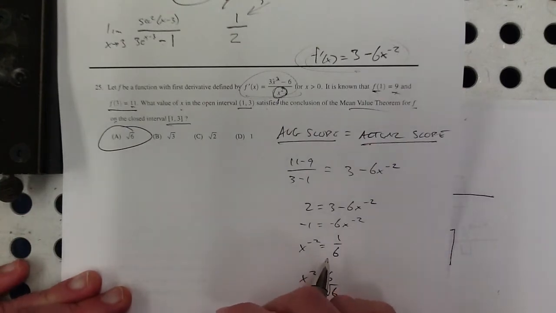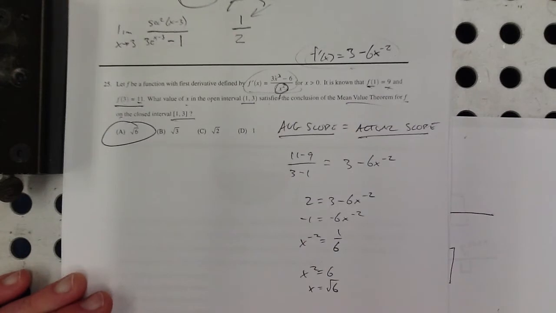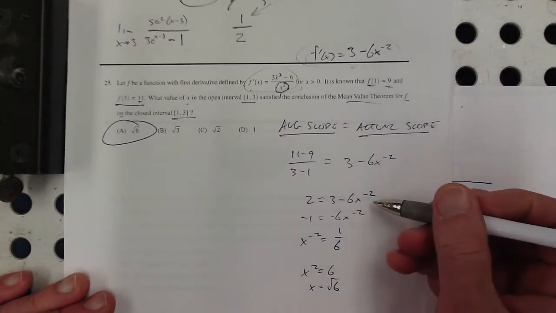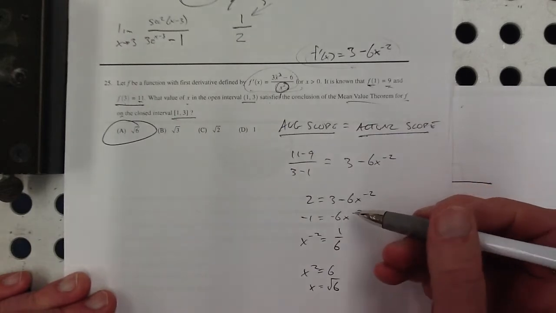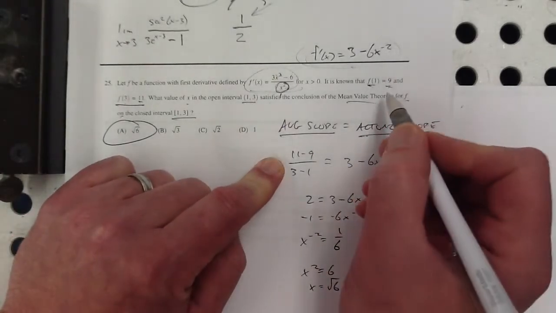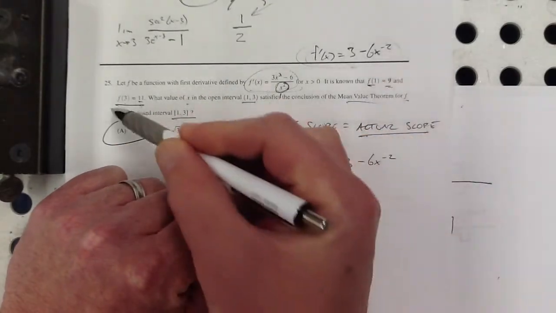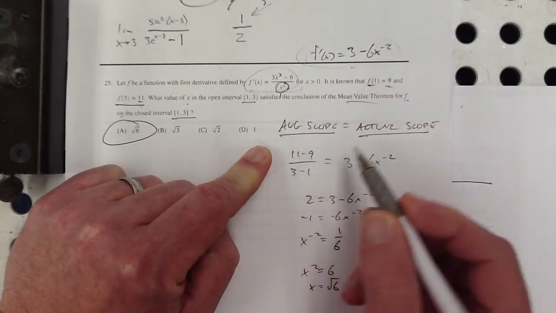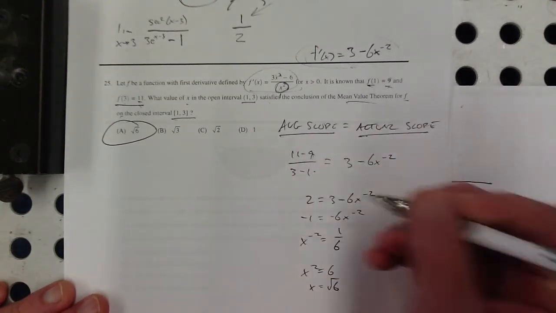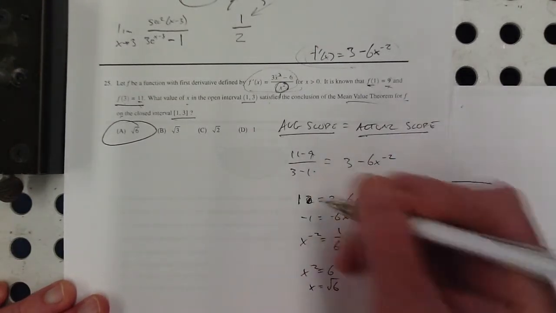25 is... Oh, no, it's telling me that 25 is B. What did I do wrong? Did I mess up my algebra here somewhere? Let's see. Let's back up to here. My slope, 11 minus 9 over 3 minus 1. That would be 2 over 2, which is not equal to 2. That's equal to 1. Sorry about that.